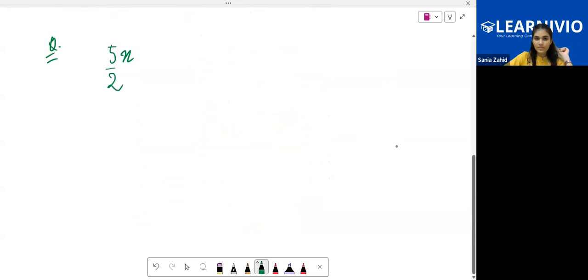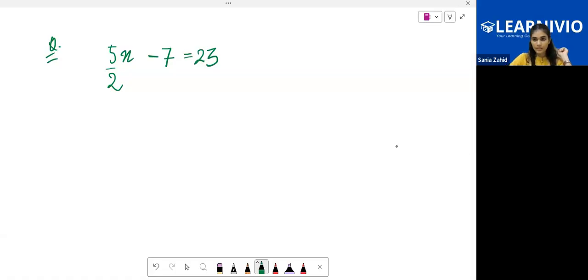5 by 2x, and it is written that 7 is taken away from it. Take away 7 means subtract 7 from it. The result is 23. So you will get 23 as the answer.